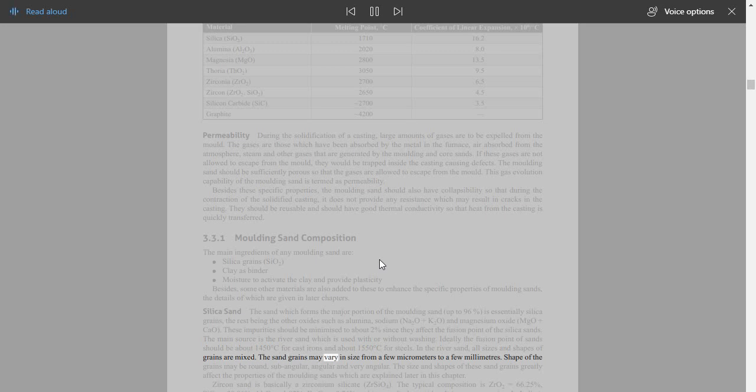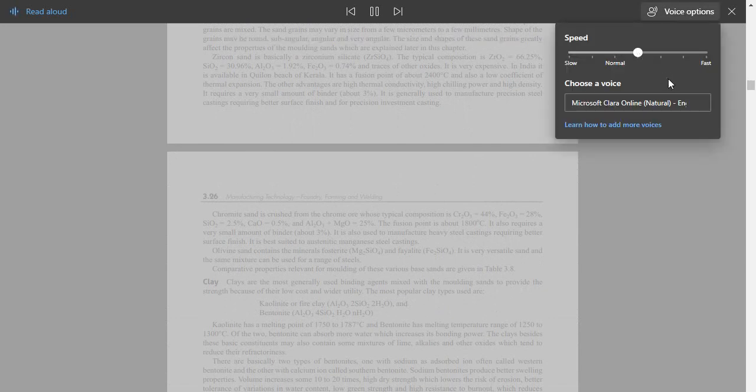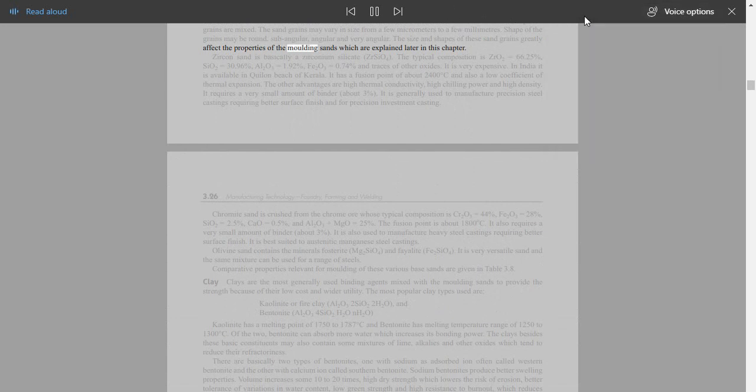The sand grains may vary in size from a few micrometers to a few millimeters. Shape of the grains may be round, subangular, angular and very angular. The size and shapes of these sand grains greatly affect the properties of the molding sands, which are explained later in this chapter.